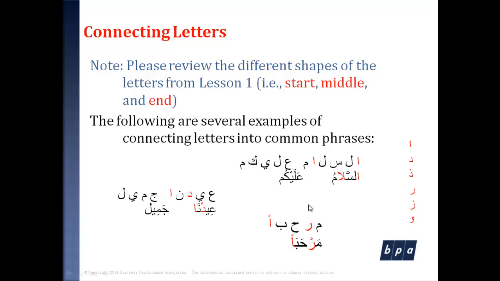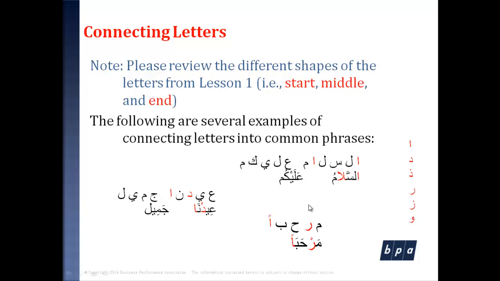The second phrase has two words again. The first word has Ayn, Ya, Dal, Noon, and Alif. The second word has Jim, Mim, Ya, and Lam. For the Ayn, as we've explained before, only the top part is written. The Ya takes its middle shape. The Dal does not change its shape. The Noon here loses its bottom curve and stays on the line with a dot on the top, and the Alif is connected to it.